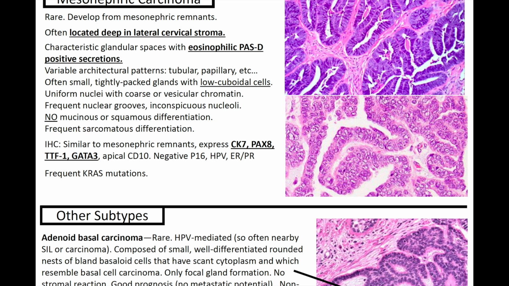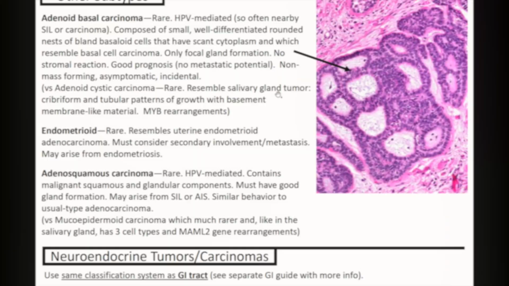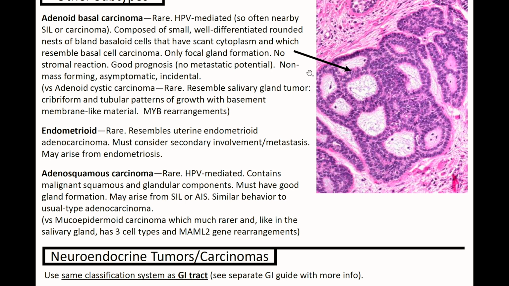squamous differentiation. Sarcomatous differentiation can also be seen in mesonephric carcinoma, and the IHC is similar to the mesonephric remnants, which express CK7, PAX8, TTF1, and GATA3, with apical CD10 and negativity for P16, HPV, ER, and PR. Mesonephric carcinoma frequently has a KRAS mutation. All right, moving on. So some other subtypes.